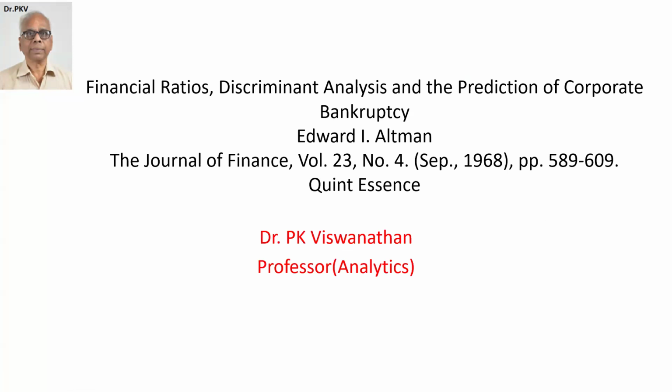Edward Altman published a paper, Financial Ratios, Discriminant Analysis, and the Prediction of Corporate Bankruptcy, in the Journal of Finance, Volume 23, Number 4, September 1968, pages 589 to 609. The quintessence of the paper, let's see.